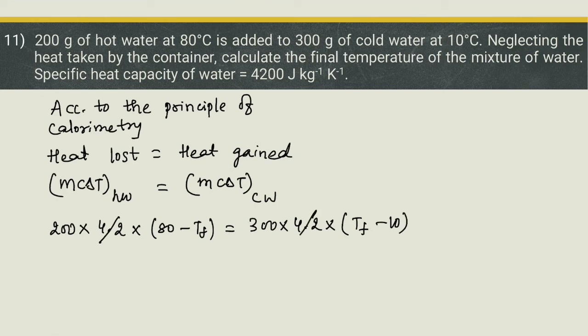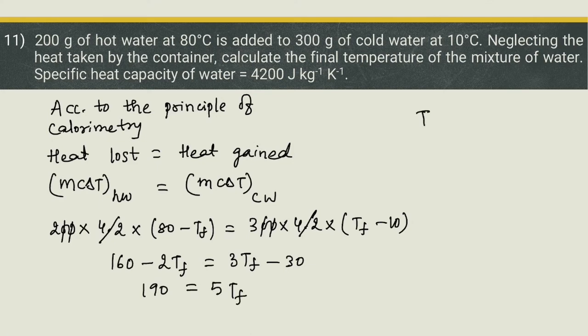Alright, 4.2 gets cancelled. Two zeros from left and right sides get cancelled. So 2 into 80, 160. 160 minus 2 TF is equal to 3 TF minus 30. 160 plus 30, 190 is equal to 2 plus 3, 5 TF. So TF is equal to 190 divided by 5, which is 38 degree Celsius.